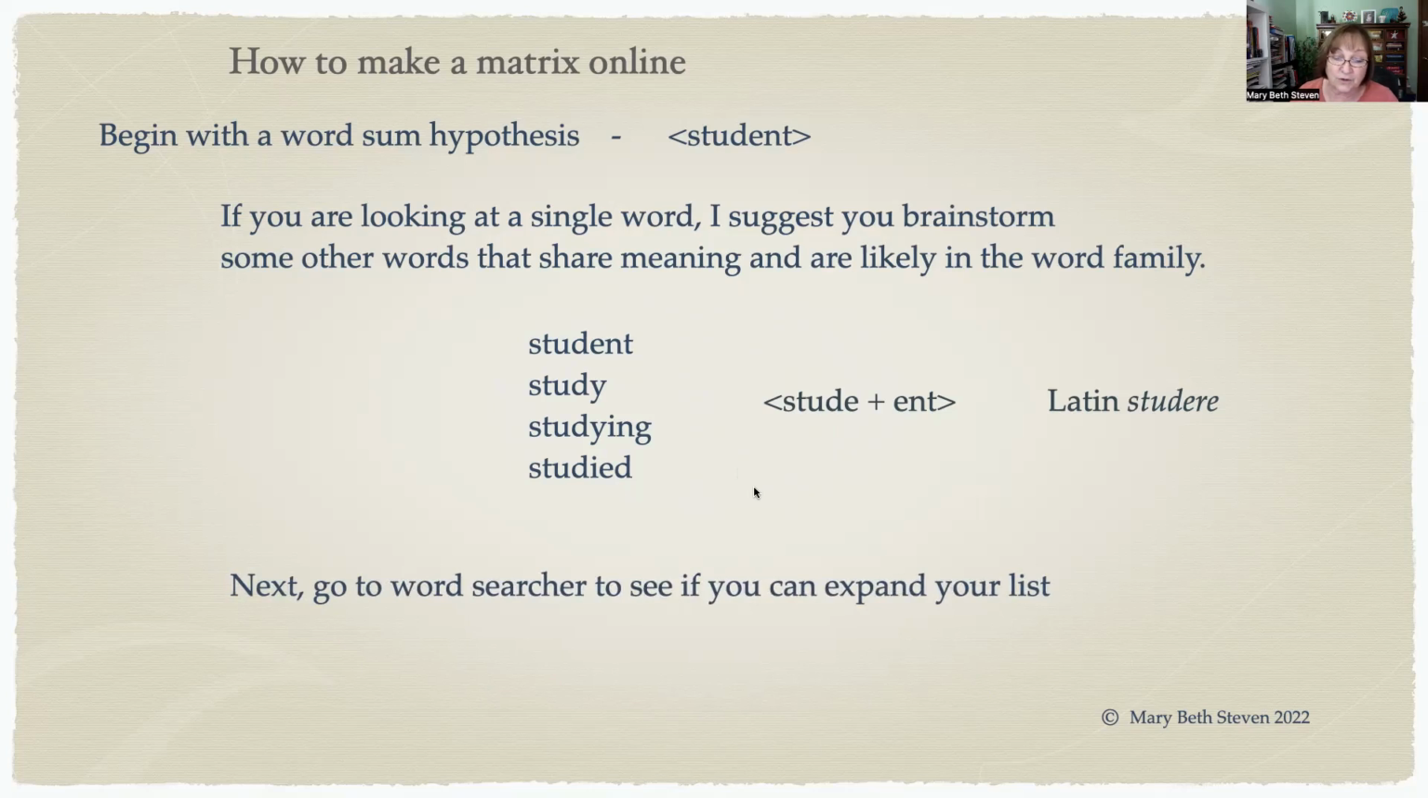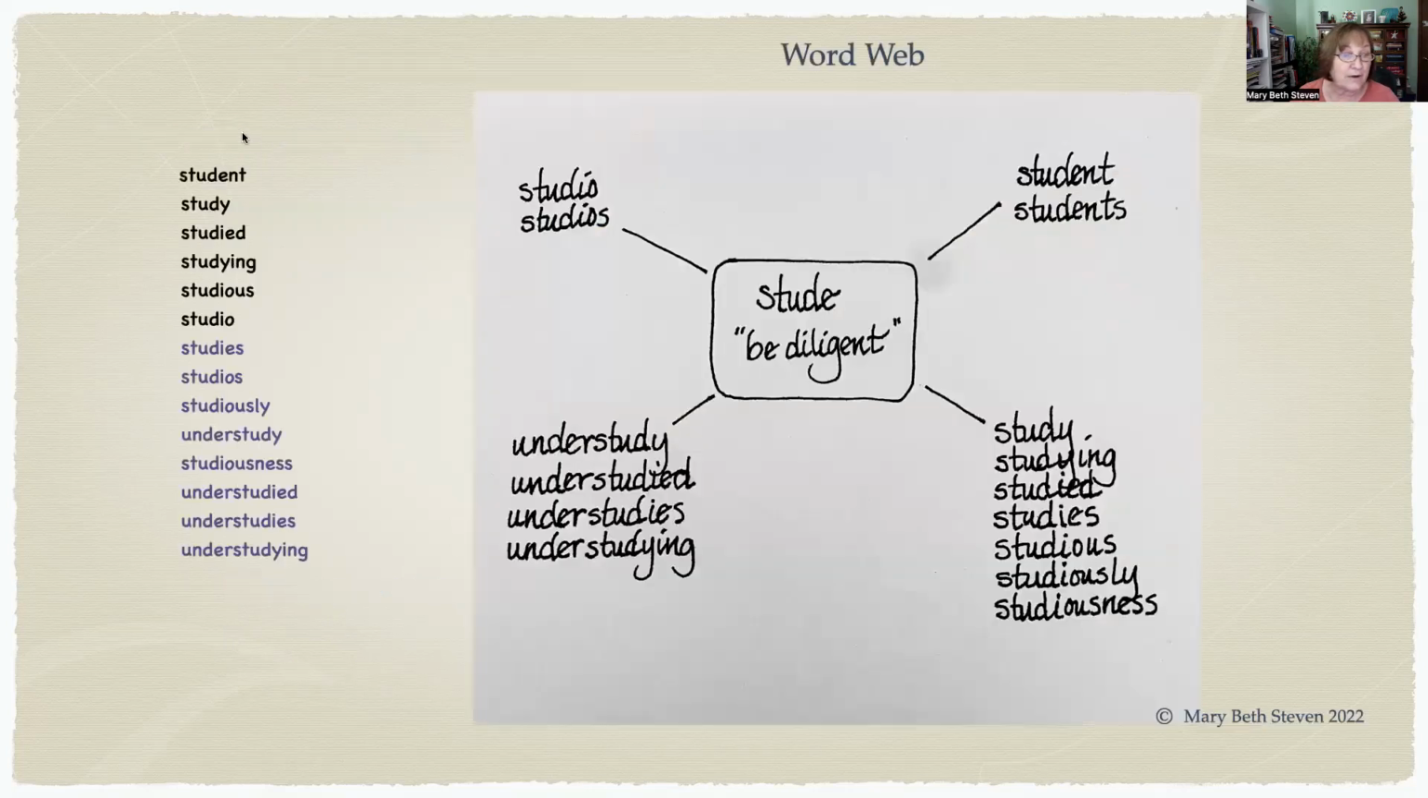Next, I encourage you to go to Word Searcher, see if you can expand your list. If you Google for Word Searcher, make sure you're looking to see that Neil Ramsden's name is connected with it. Then you know you're at the right site, because he created that. So I went there, and I have a much longer list now, don't I?